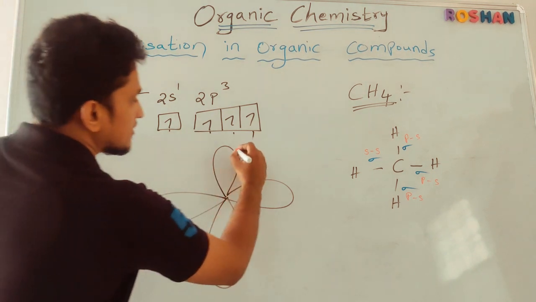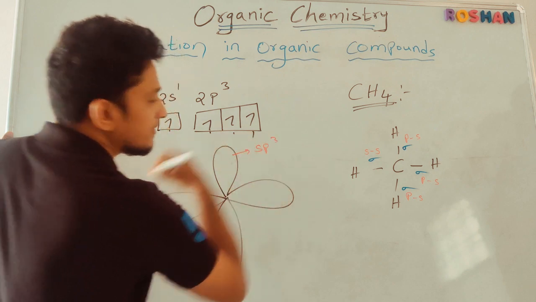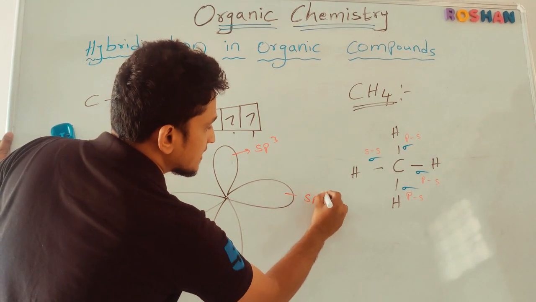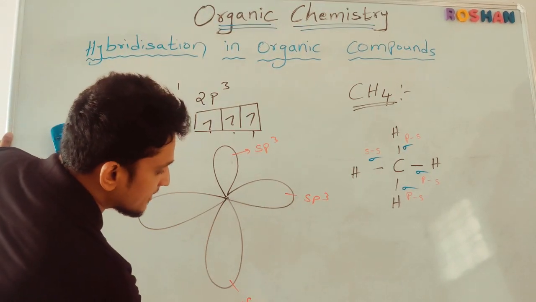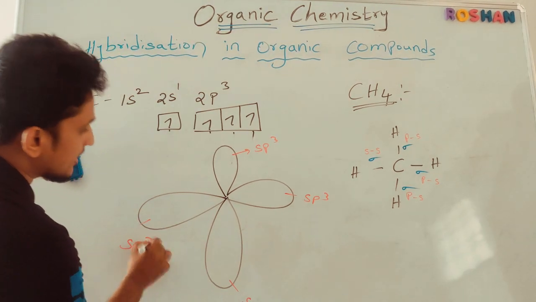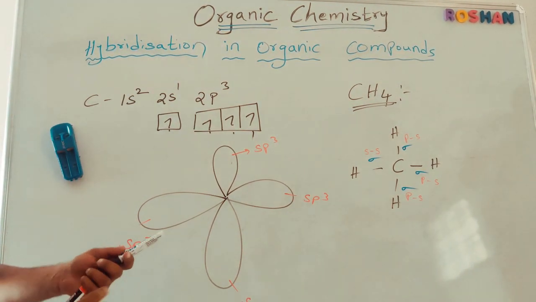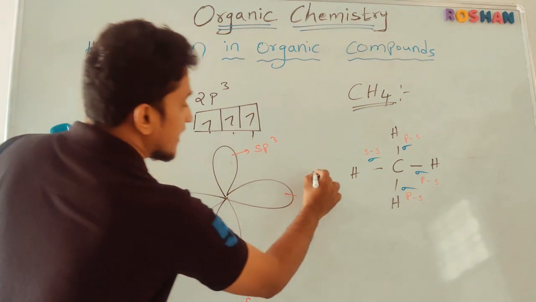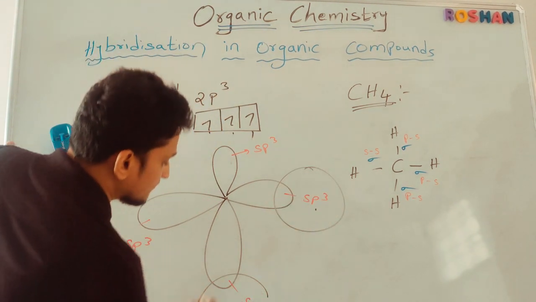So this orbital is called sp3. This orbital is called sp3. After formation of these hybrid orbitals, then hydrogen bonds.